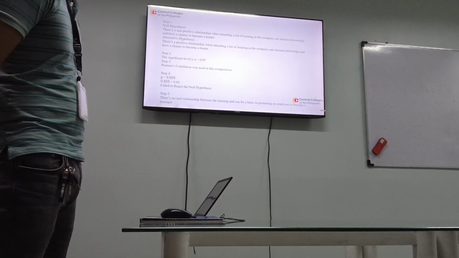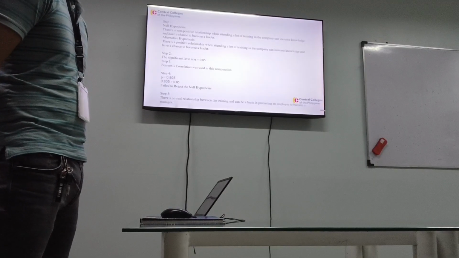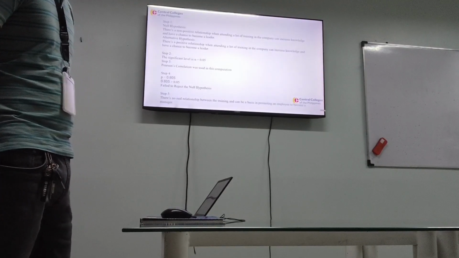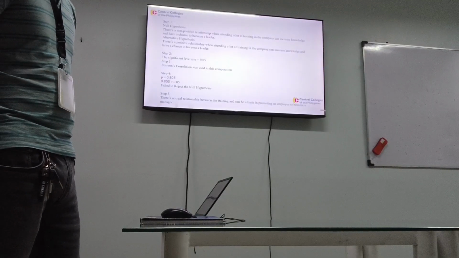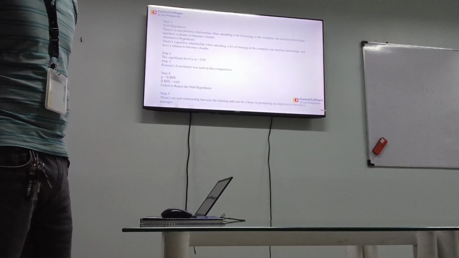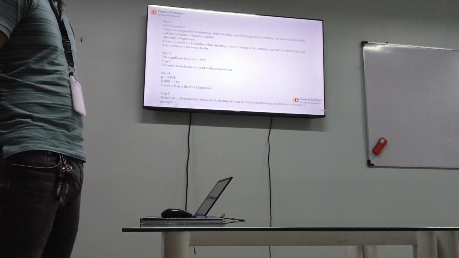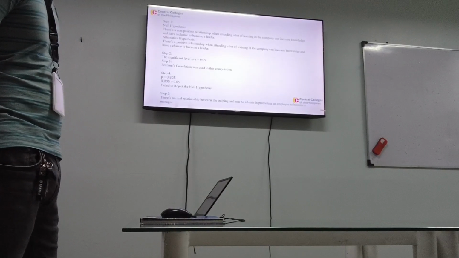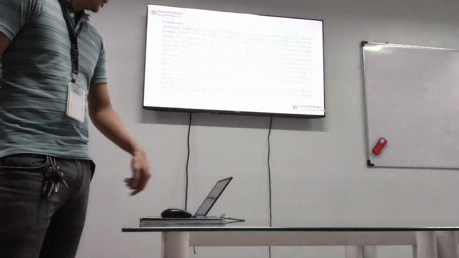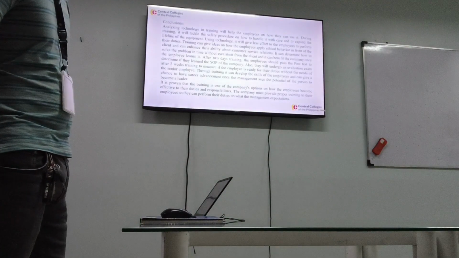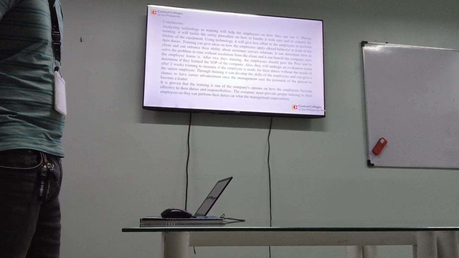And then the step number 4 is fail to reject the null. Why? Because the significance level is less than the p-value. Okay? Then the step number 5, there's no real relationship between the training and can be a basis in promoting employees to become a manager. So, here's my conclusion. Analyzing technology in training will help the employees on how they can use it.